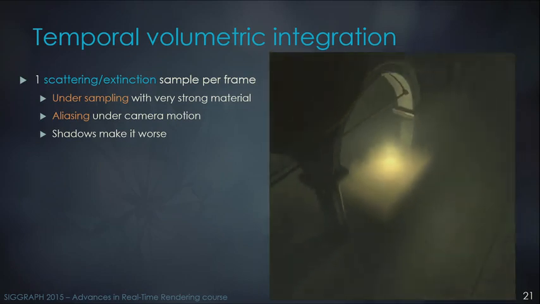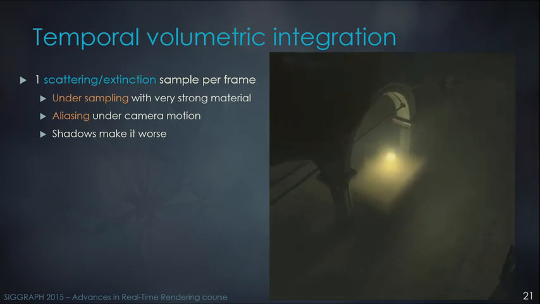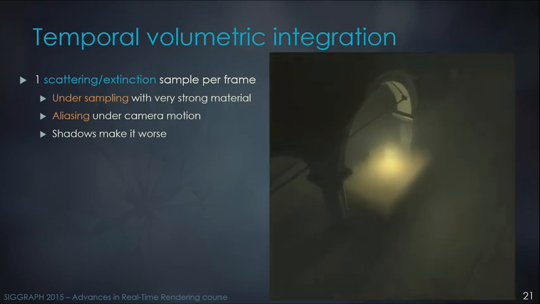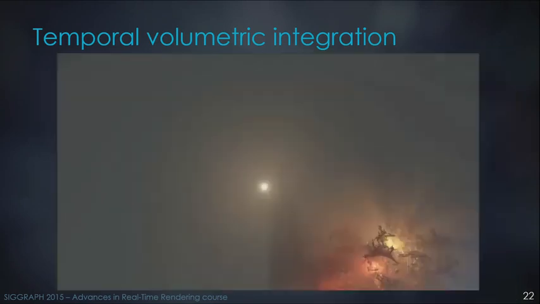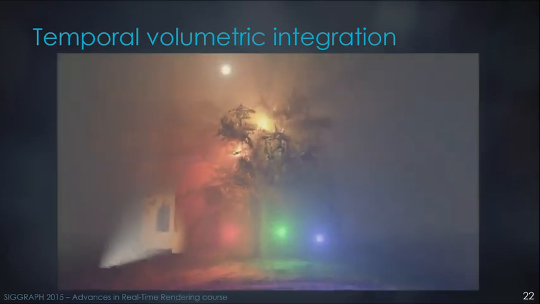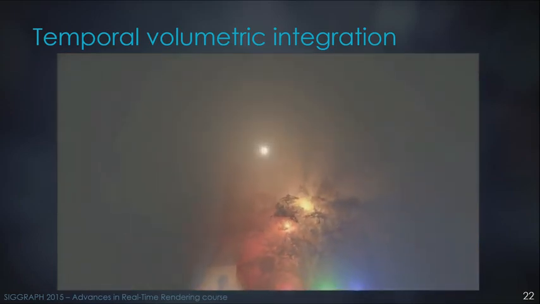Just assume it's there for now. So if we take just one sample per voxel, then aliasing starts to appear. You can see undersampling here. So the depth slices are visible, the light is flickering, the participating media is very thick, so it's only in that case that you can see the flickering. And shadows make it worse. So if you look at this scene, you can see the shadows from the tree. They will flicker a lot when the light is moving, and same for the lights at the bottom of the scene.